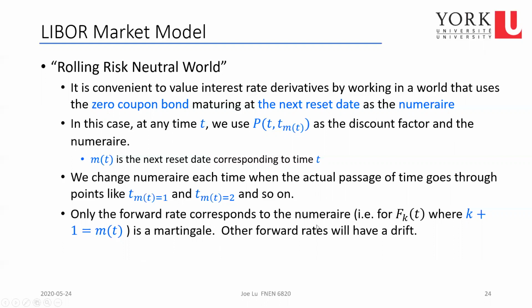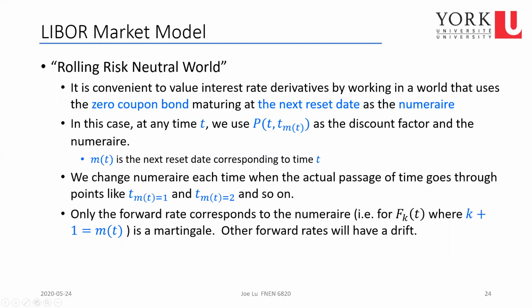Also, if you evolve the entire curve, as I mentioned earlier, only one point on the curve follows a martingale process. All the other points are not following a martingale process. All the others have a drift. The point that doesn't have a drift is the point of Fk.